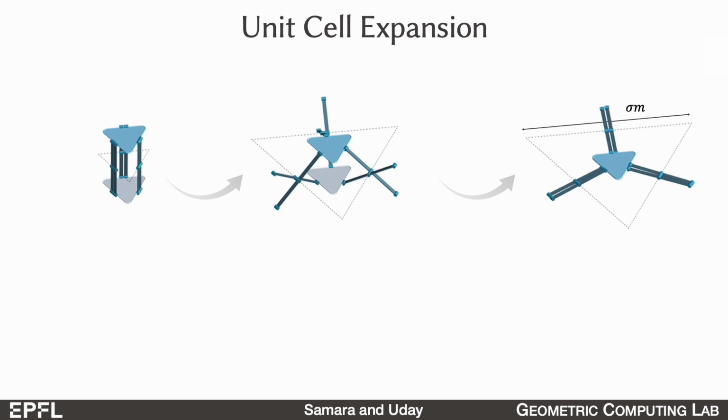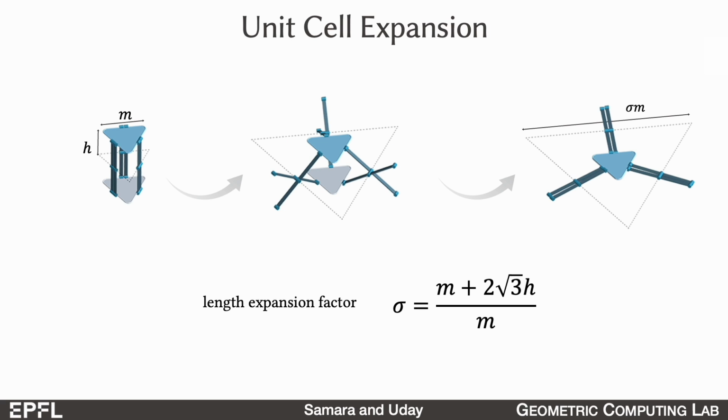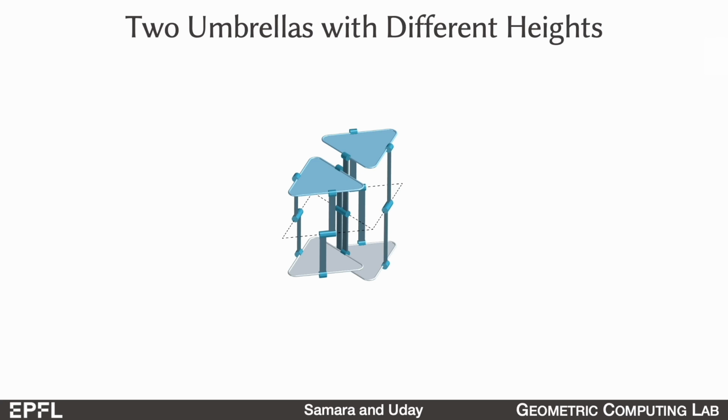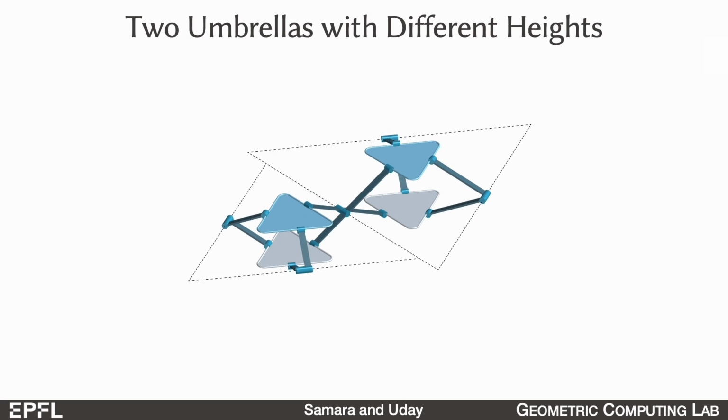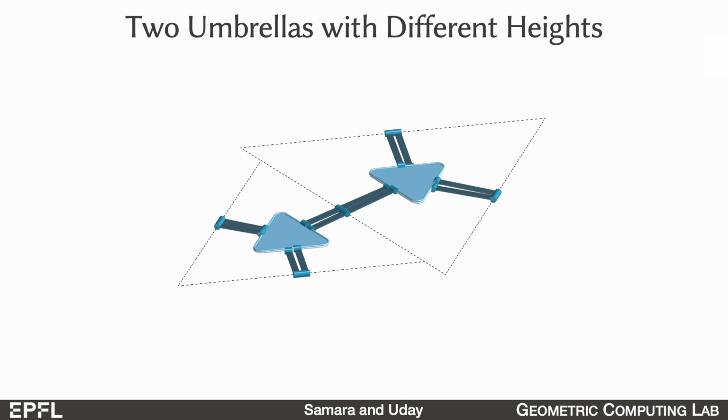We can work out the expansion factor of the unit kinematically. Here m is the length of the plate and h is the height of the unit cell. We see that the expansion factor is directly proportional to the height of the unit cell. If we combine unit cells of different heights, because of the differences in height, the two unit cells expand to cover different areas after deployment.